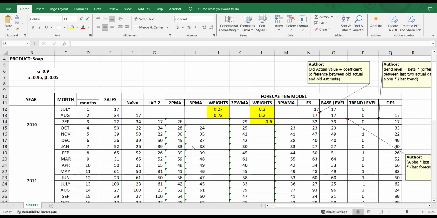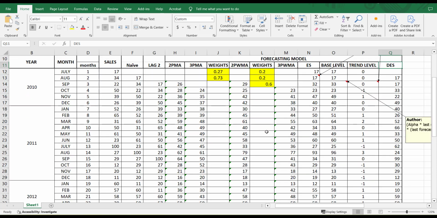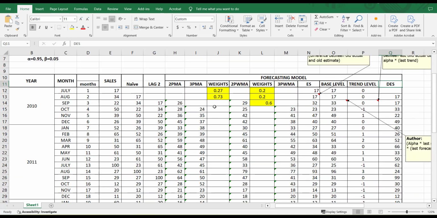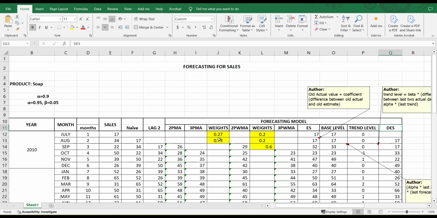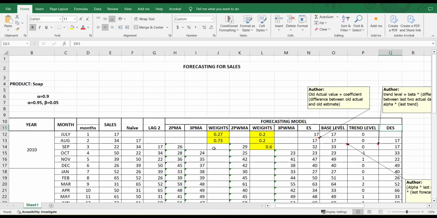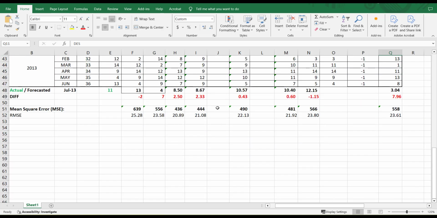Now we come to the advanced models: 2-period weighted moving average, 3-period weighted moving average, exponential smoothing, and double exponential smoothing. The advantage of these models is that, assuming the trend of the data is the same as in the past and will continue in the future, you can first learn the best forecasting model by changing the weightages so that it can be improved. So for example, for these values I just write it here.